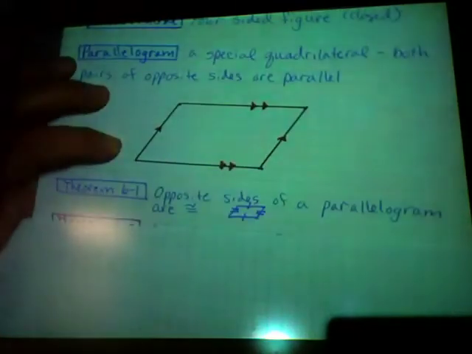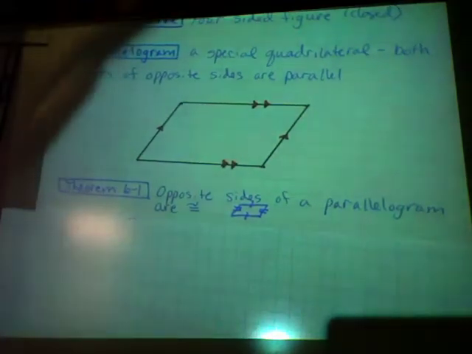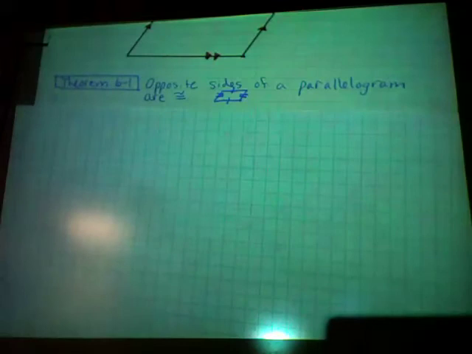All right, here's the next one. So theorem 6.1, again, you're not allowed to memorize the theorem, but what it says is that the opposite sides of a parallelogram are congruent. And I've drawn a little picture with tick mark notations here to note that. So in addition to the opposite sides being parallel, they're also congruent. In order for both pairs of opposite sides to be parallel, both pairs of opposite sides have to be congruent. So that is characteristic number 2.